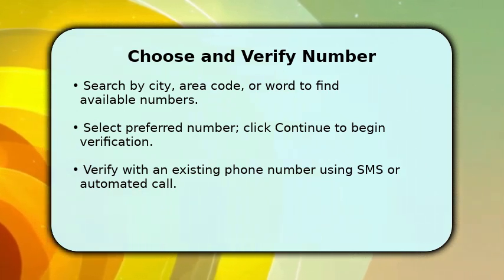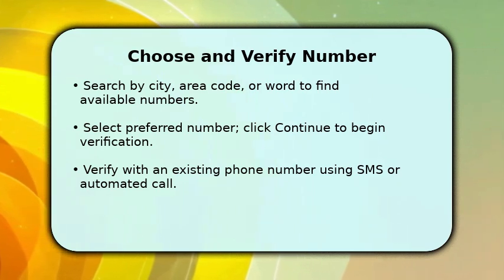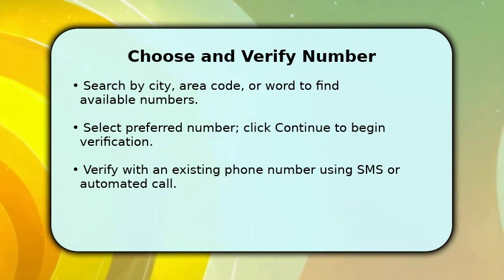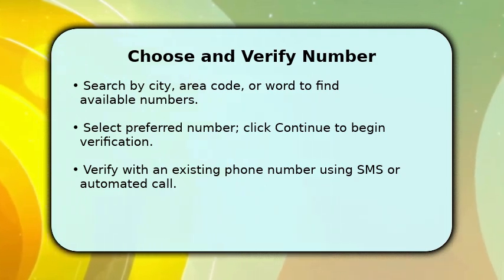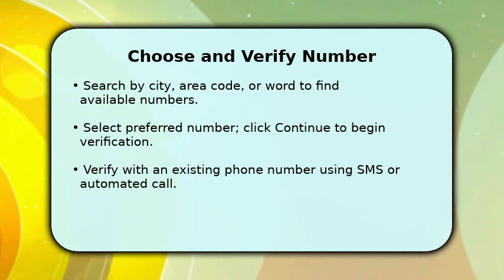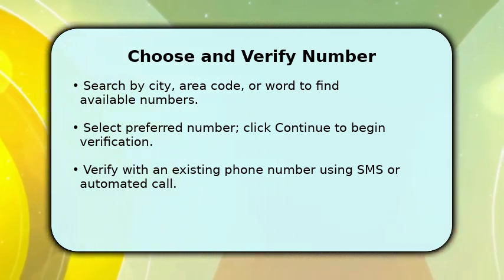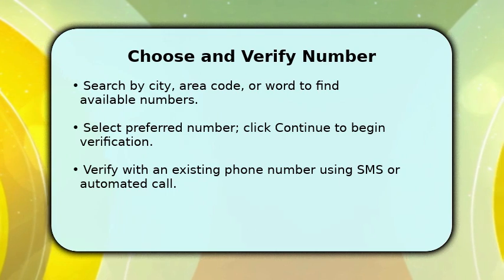Next, you must link a real phone for verification. Enter your current mobile or landline number and request code via text or voice call. Once you receive the 6-digit code, type it into the prompt. Make sure to complete this step. Without verification, Google won't activate forwarding or finalize the number assignment.